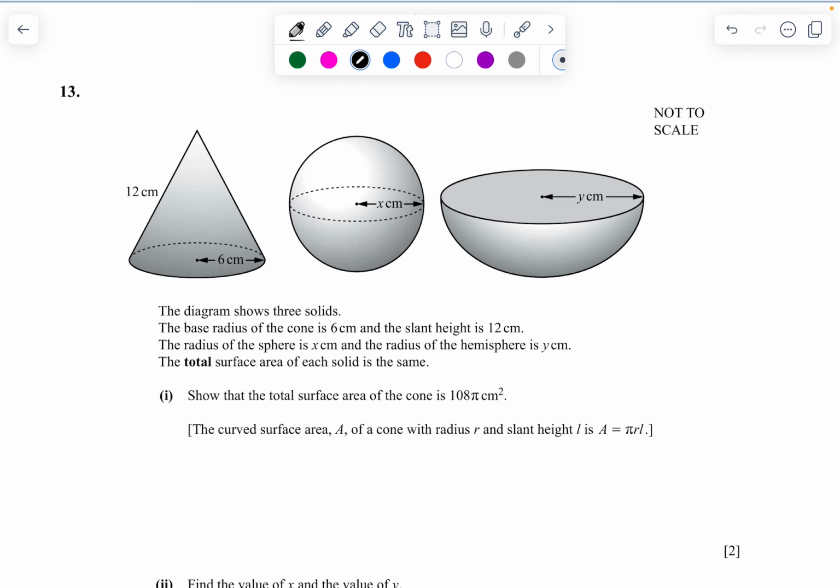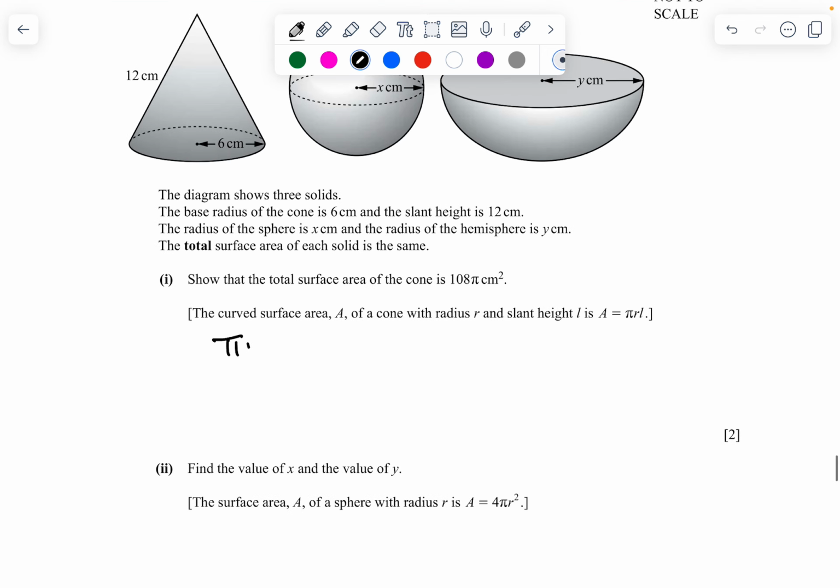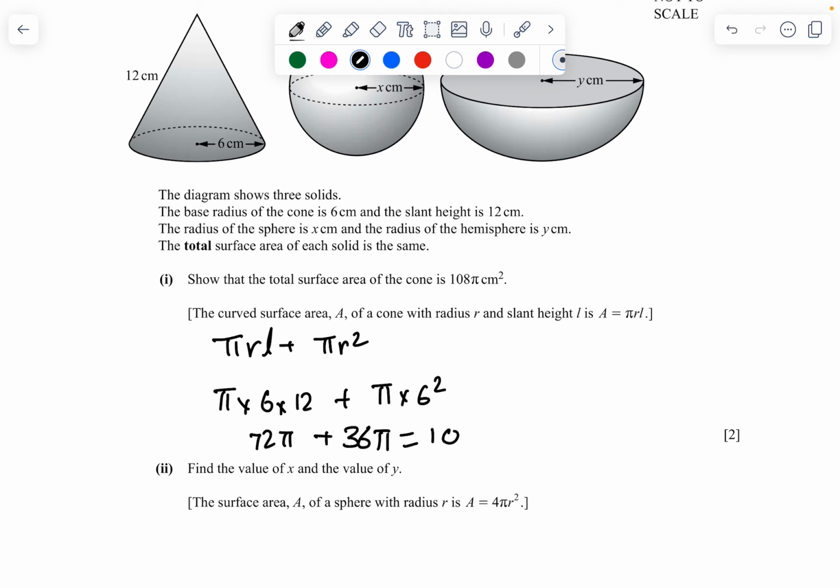So how am I going to show that? For the cone, it's pi r l plus pi r squared. So pi times radius 6 and slant height l, plus pi times 6 squared, which is 72 pi plus 36 pi, which is going to be 108 pi.